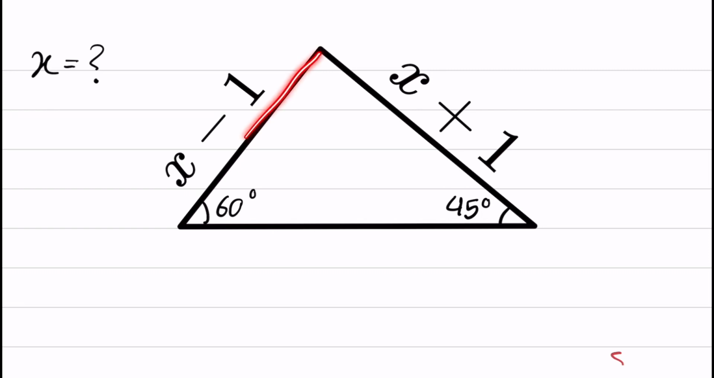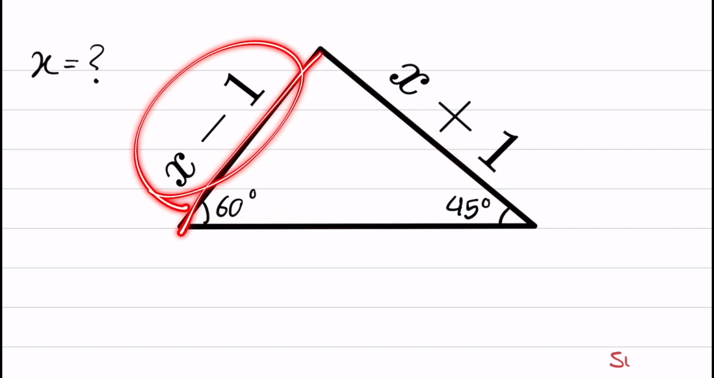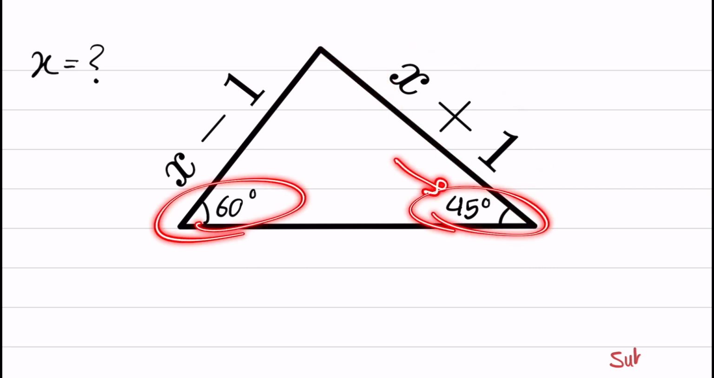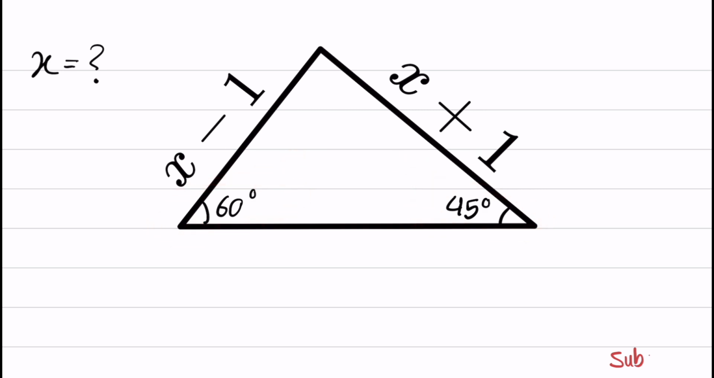In this question, a triangle is given. The length of this side is given as x minus 1. The length of the other side is given as x plus 1. And these two angles are given as 45 and 60 degrees. The question asks to find the value of x.